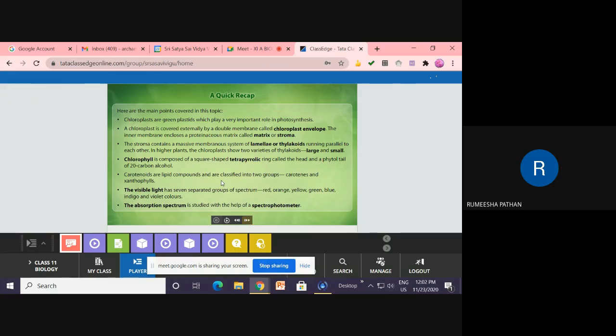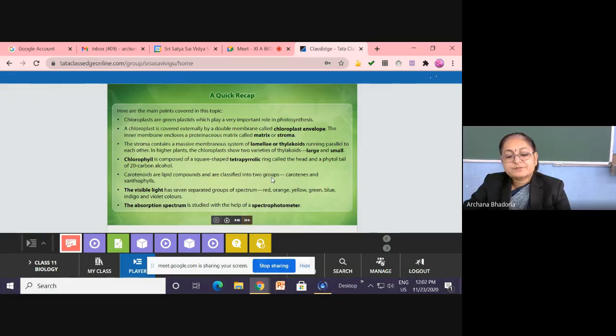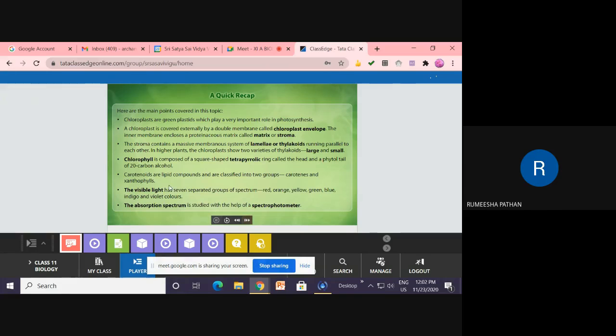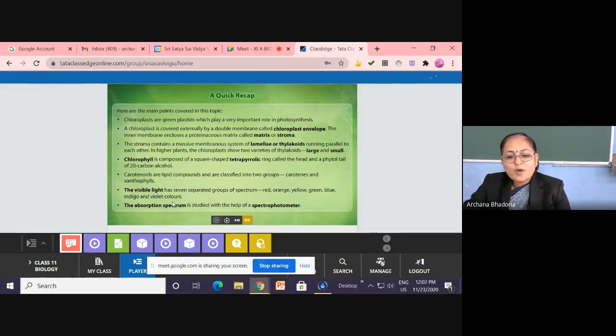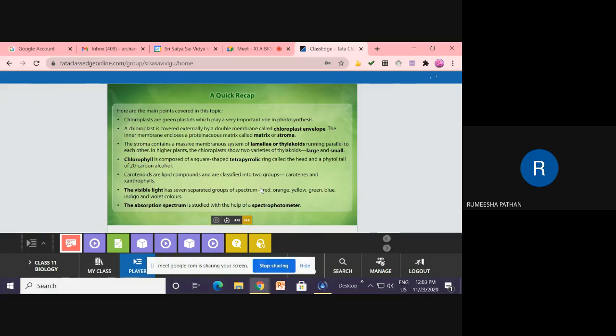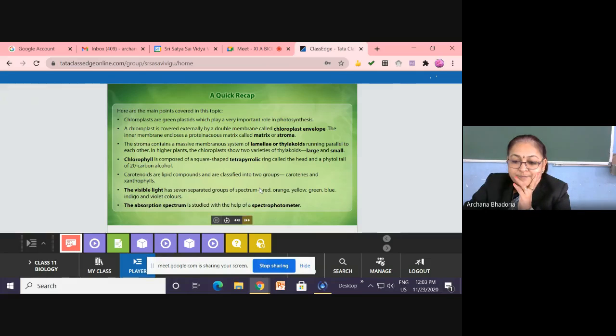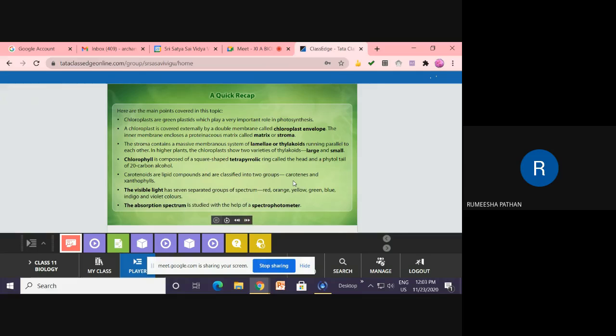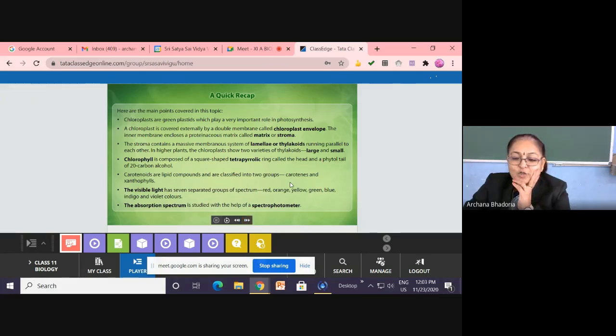Carotenoids are lipid compounds and are classified into two groups, carotenes and xanthophylls. What is the color of the carotene? And what is the color of the xanthophyll? Xanthophylls are yellow in color, and carotenes are... not noted.